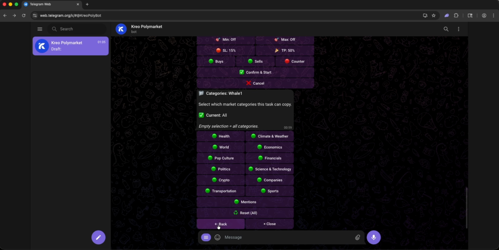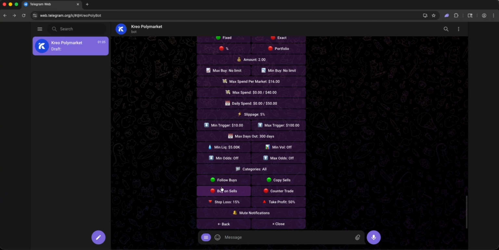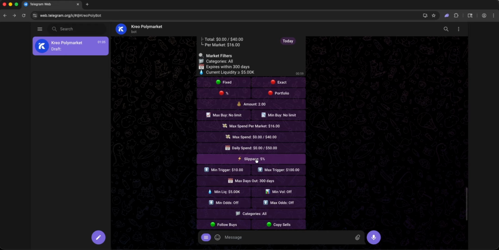Next, we can choose in our buying strategies, we can follow their buys, we can copy their sells. And let's say we want to buy on sells, we can copy them and buy on sells as well. Or let's say I want to inverse trade them, for example, if they're not that good at trading, so we can copy their sells and we can also counter trade them. So that's absolutely everything that you need in terms of strategies for copy trading.